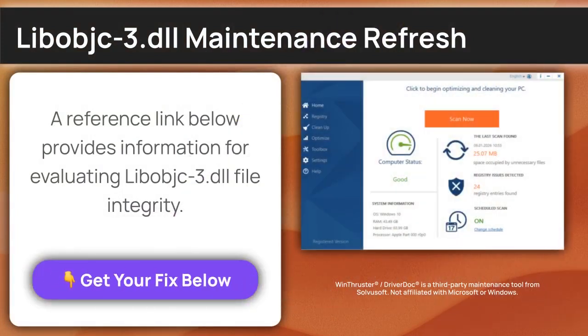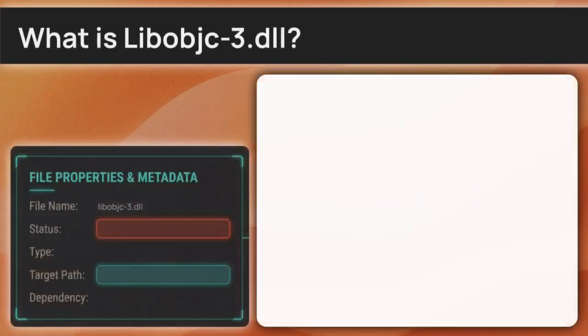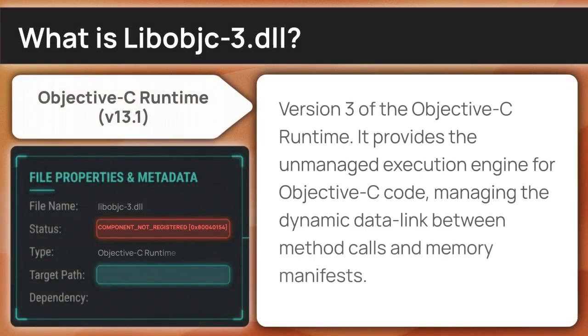This is the libobjc-3, version 3 of the Objective-C Runtime. It provides the unmanaged execution engine for Objective-C code, managing the dynamic data link between method calls and memory manifests. With that context in mind, our first logical step is a clean reinstallation.